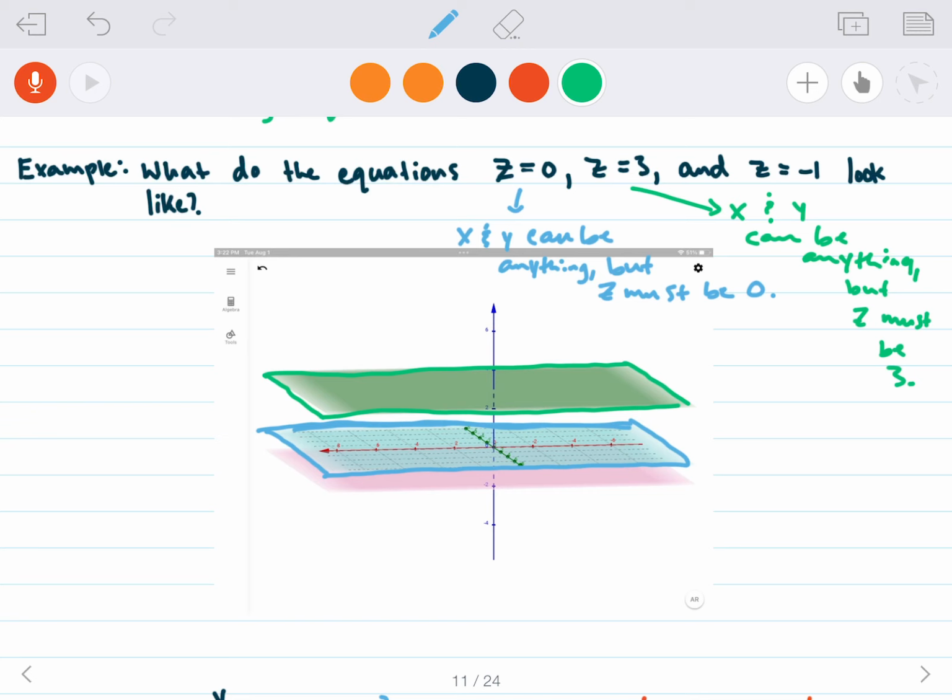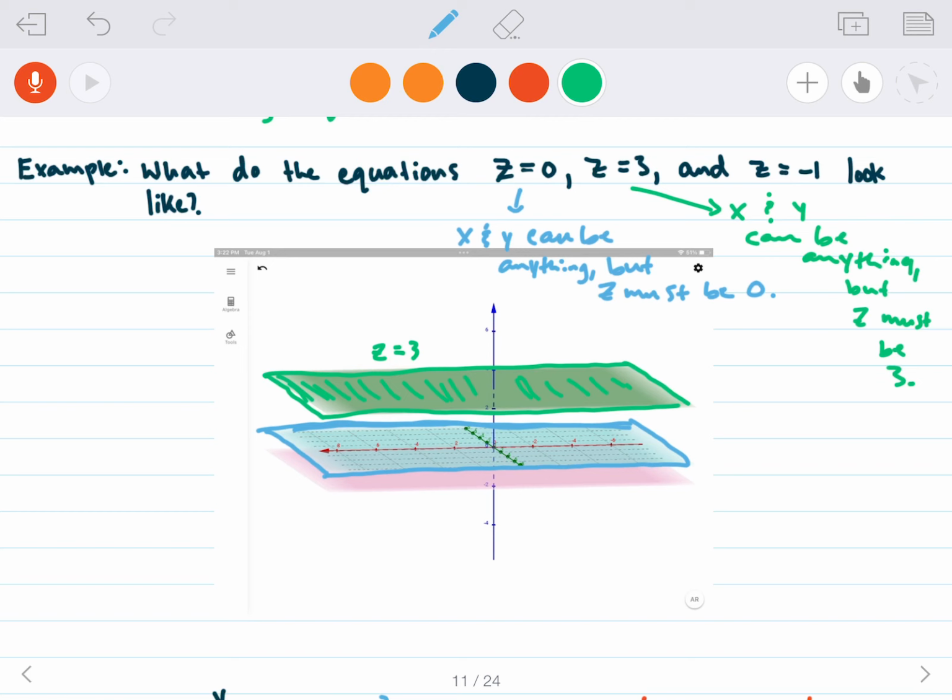This is going to be the equation z equals 3. X and y can be anything. This paper extends out infinitely long in the x and y direction. However, it has a height of 3 and it stays at a height of 3. It doesn't change in height, okay?